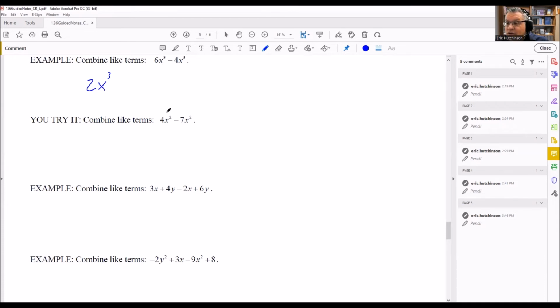All right, next one, 4x squared minus 7x squared. Okay, 4 minus 7 is -3, but then we're just going to stick the x squared on there, and that would be it.